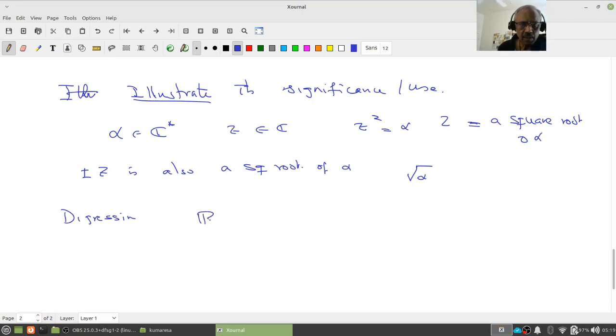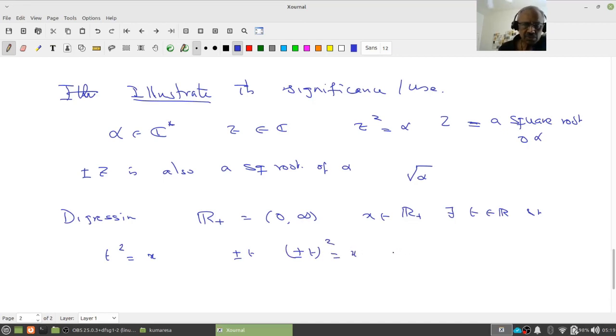Look at R plus, the positive reals. Given x in R plus, there exists a t in R so that t squared equals x. This is the existence of the square root. In fact, plus or minus t also works, right? Plus or minus t whole squared is x. Now, since x is non-zero, t is non-zero, therefore one of them is positive.